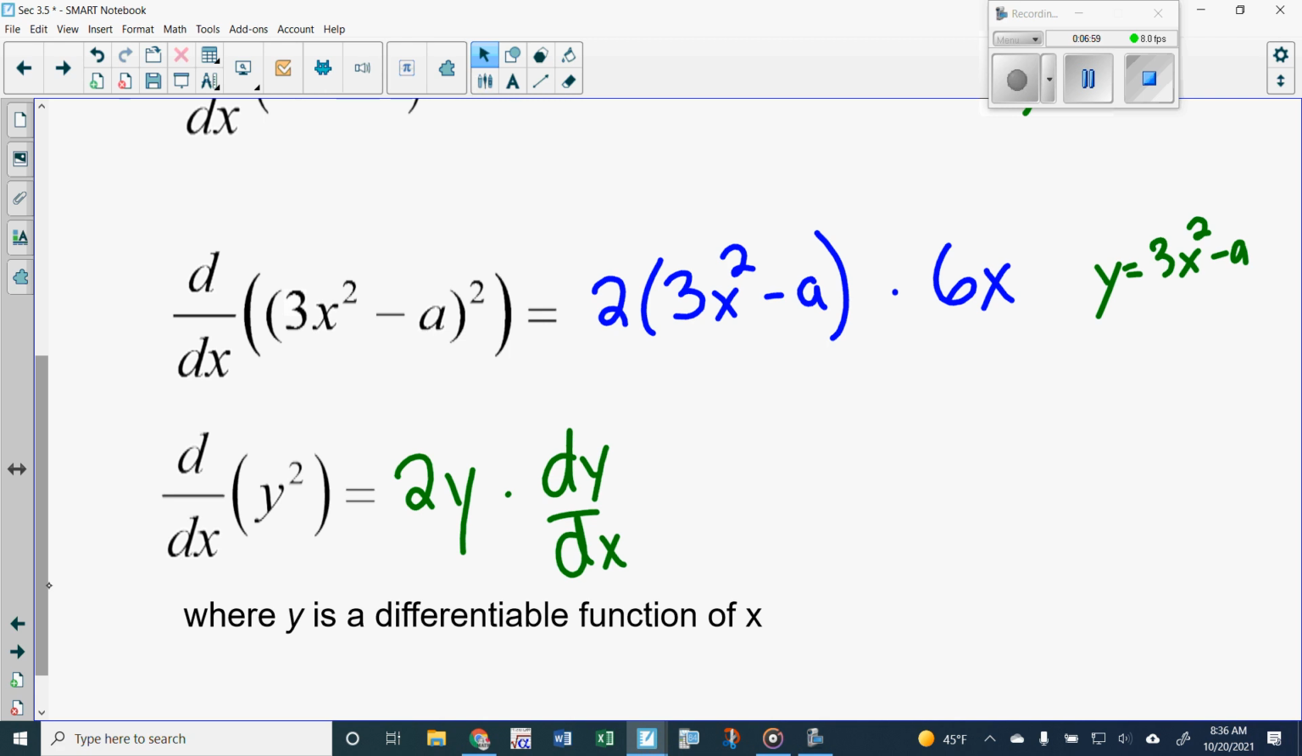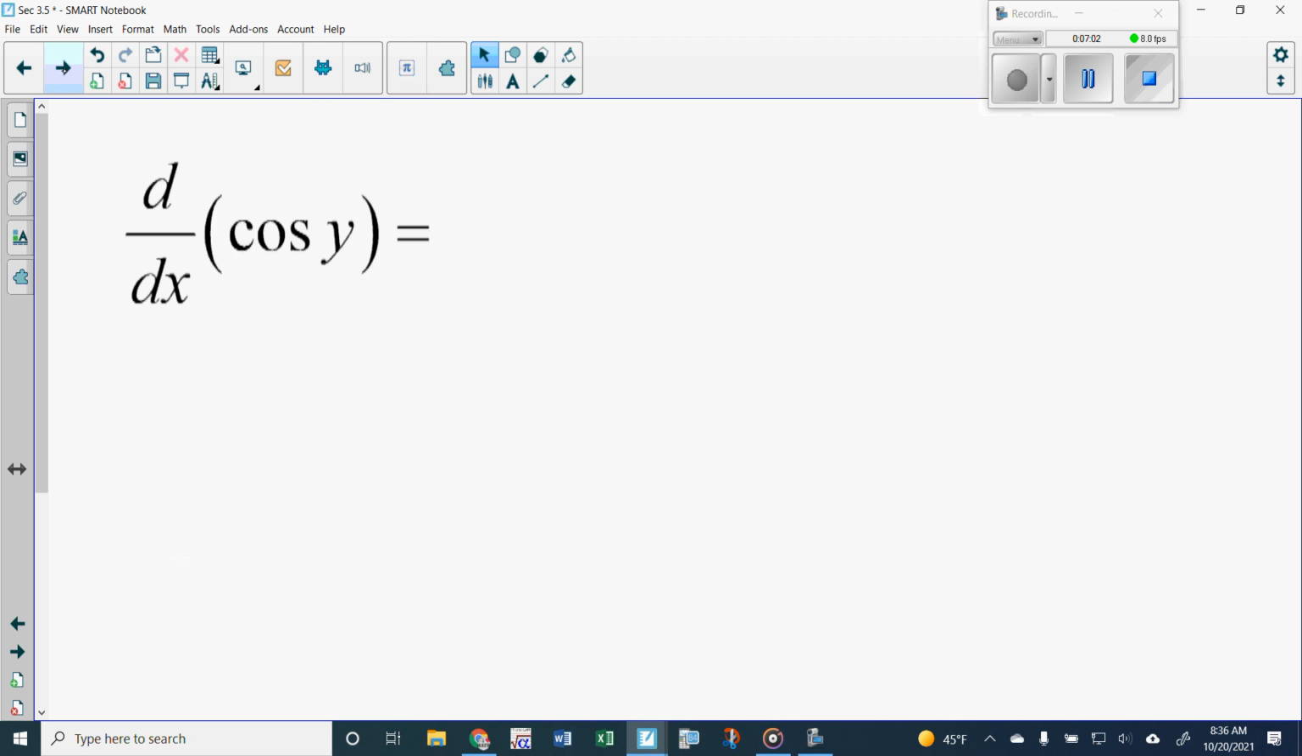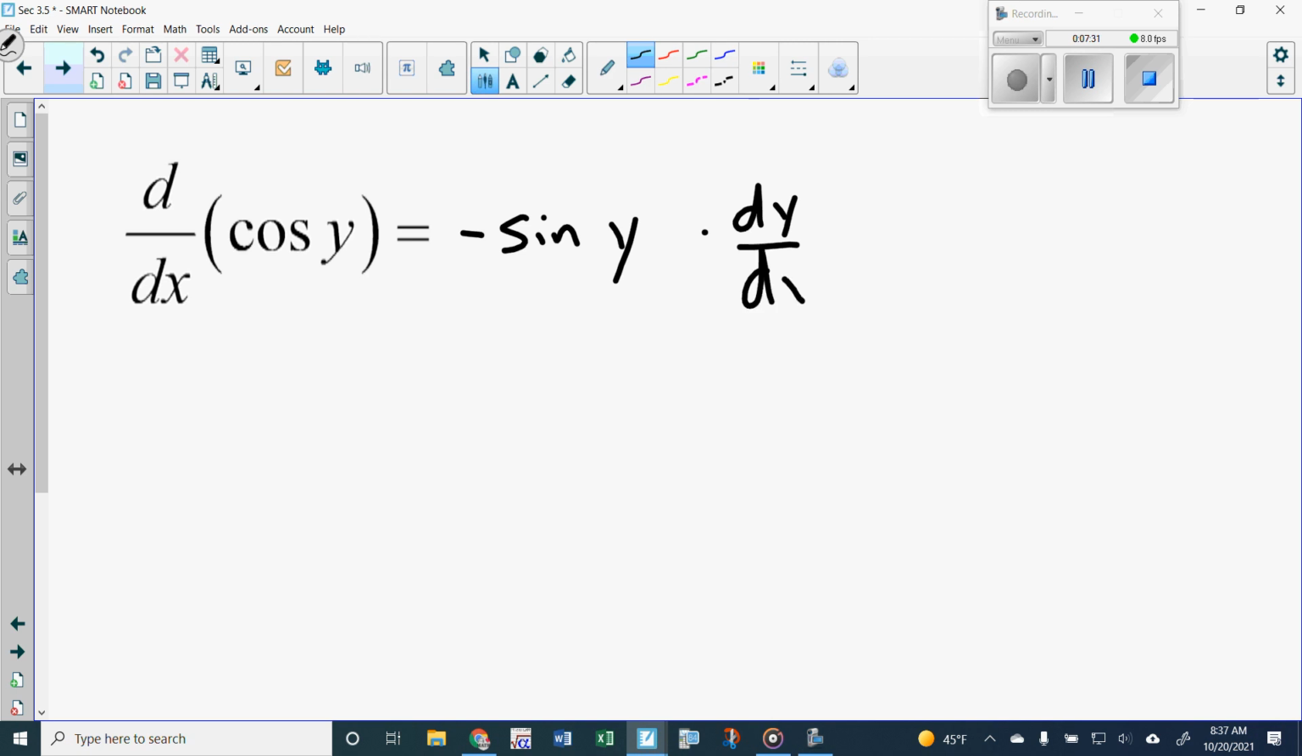Okay? So let's say we want to take the derivative of cosine of y. Y is some function, could be anything. We don't know what it is. What would the derivative of cosine of y be? What's the inside? Y. So what's the derivative of the outside? Negative sine. The chain rule is the derivative of the outside with the inside staying the same, times the derivative of the inside, which would be that.